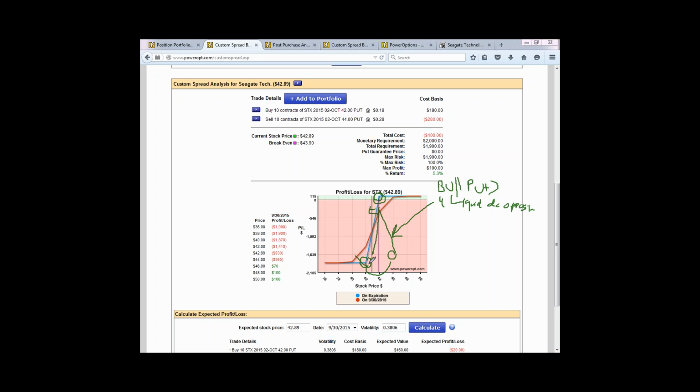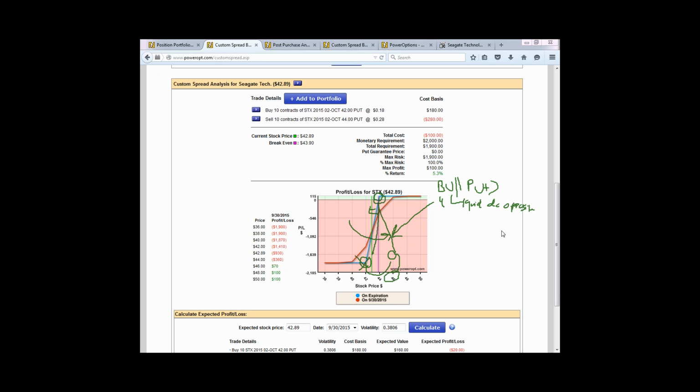Okay, so we're going to close the 42 put. We're going to sell to close it for the increased premium. We're not going to touch the short put, and we're going to buy to open an in the money 46 put. So we're swinging the pendulum from 42 to 46. We're turning a bull put credit spread into a bear put debit spread by just adjusting one option.